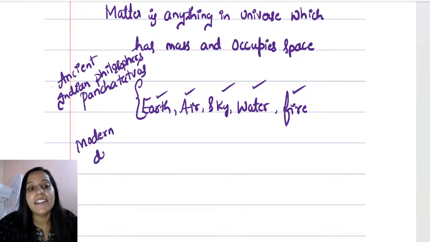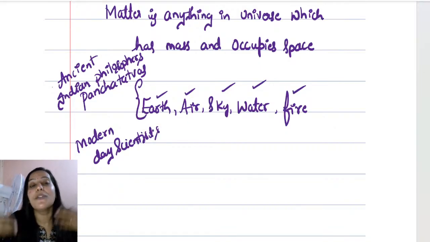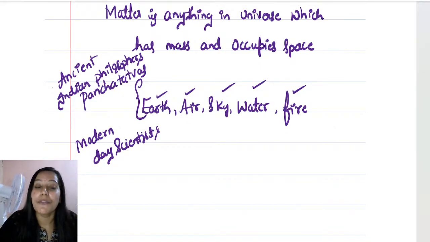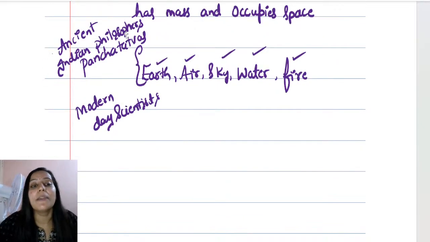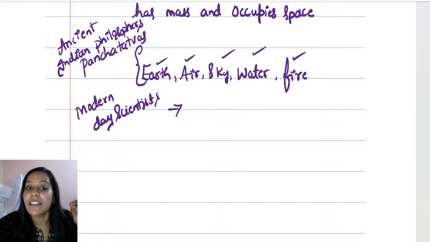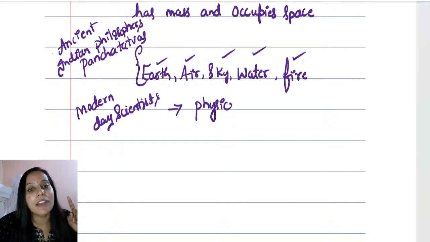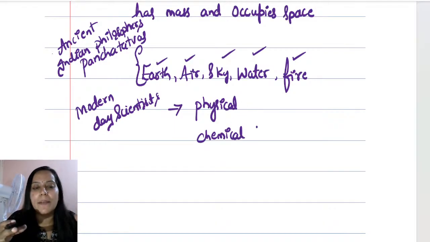Modern day scientists have arrived and they have classified the element, that is the matter, into different groups, children, on the basis of different properties. How are the matter classified by these modern day scientists? Modern day scientists have classified the matter based on the physical and chemical properties, children. So what is the meaning of physical properties?